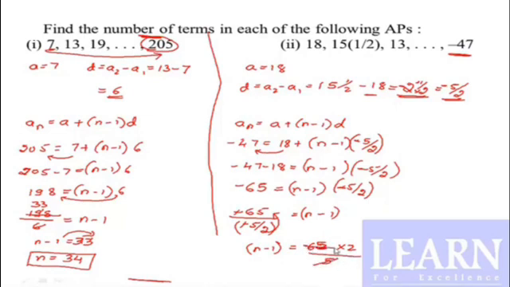5 1 times, 5 1 times, remaining is 1. 5 3 times is 15. 13 2 times is 26. So n minus 1 is 26. So n will be equal to 26 plus 1, which is equal to 27. So value of n is 27. So what they asked is, find the number of terms. So number of terms in the given AP is 27.